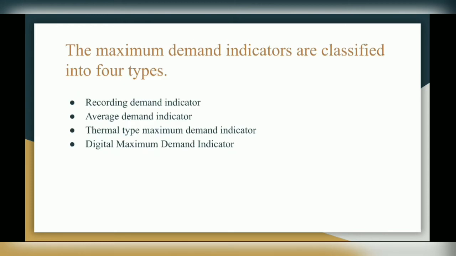The maximum demand indicators are classified into 4 types. First is recording demand indicator, second average demand indicator, third thermal type maximum demand indicator, fourth digital maximum demand indicator.